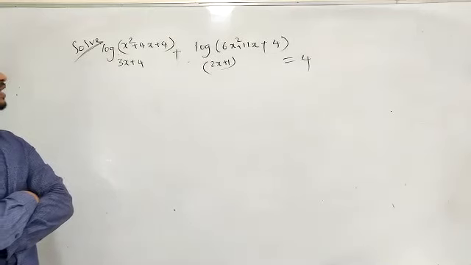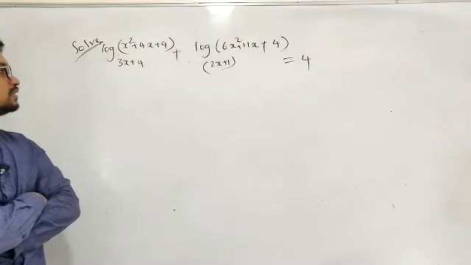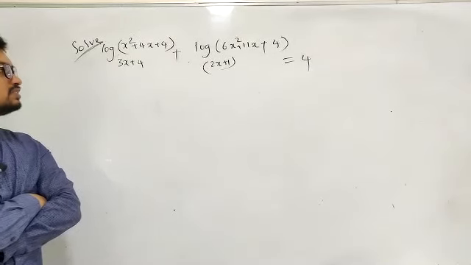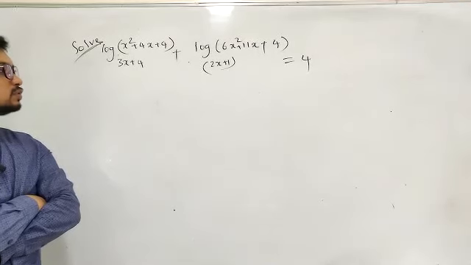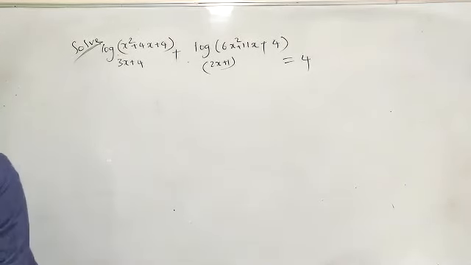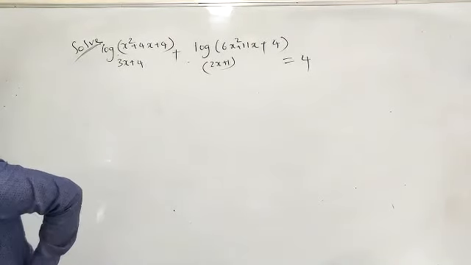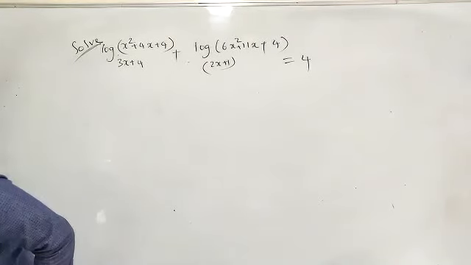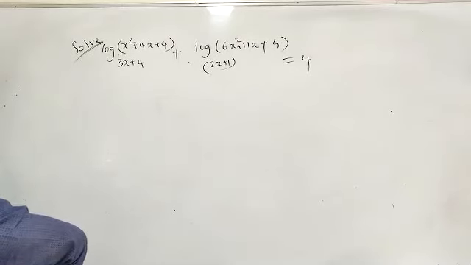Log of x square plus 4x plus 4 to the base of 3x plus 4 plus log of 6x square plus 11x plus 4 to the base of 2x plus 1 is equal to 4. Very simple idea.